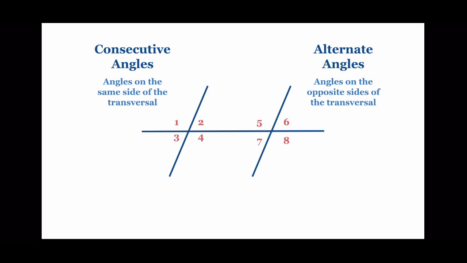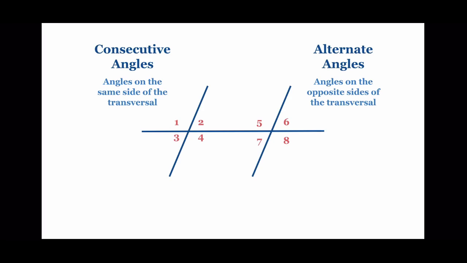Next, we have consecutive angles, which are angles that are on the same side of the transversal. So for example, this is like 2 and 5. They're on the same side of the transversal. Now keep in mind, transversal, not parallel line. So 5 and 7 are not consecutive, but 2 and 5 are consecutive.